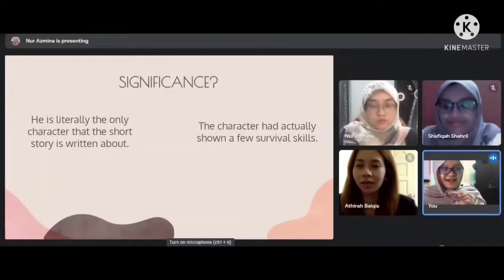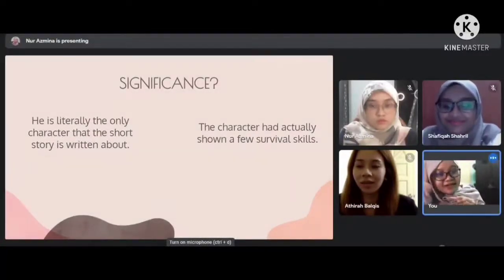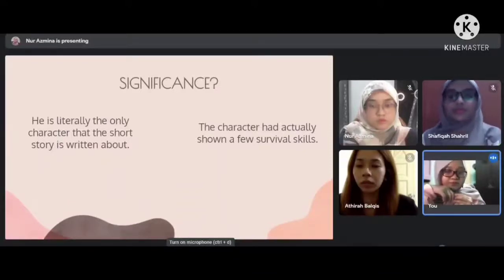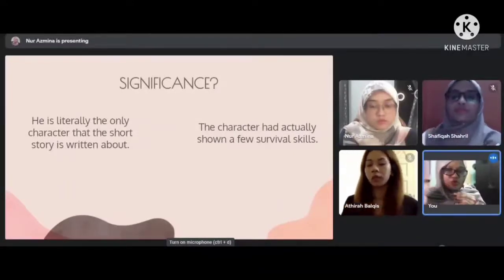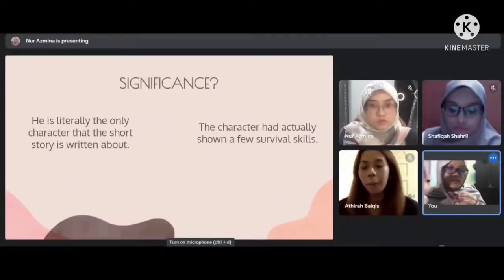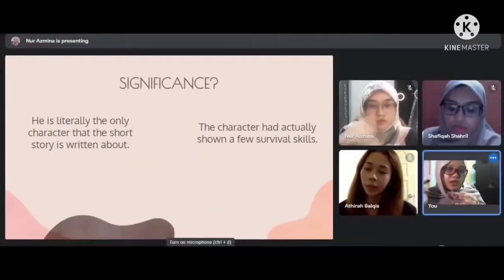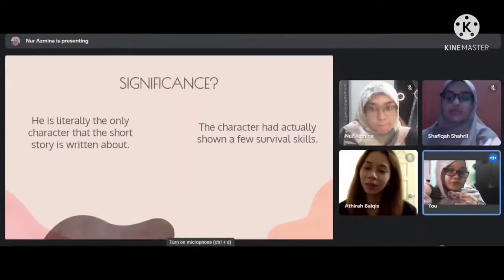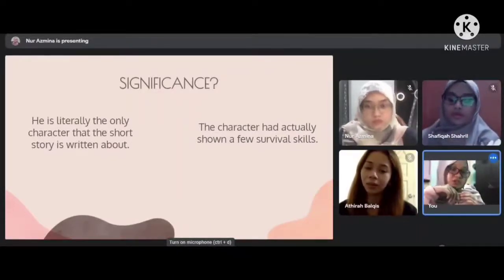Aside from that, the character had actually shown a few survival skills to the readers regarding living in the wild. And there had not been much story of the main character's past being told in the short story. Therefore, Nick Adams is really an important character in this short story.